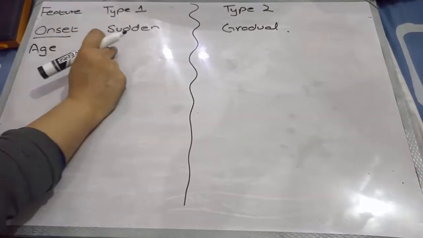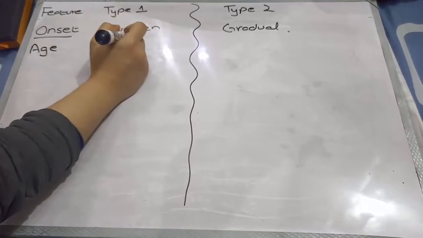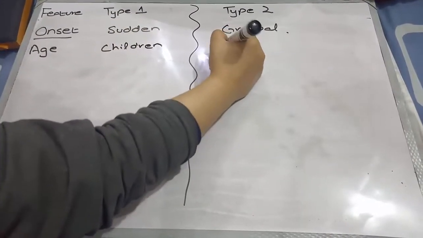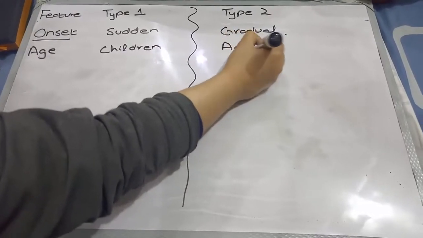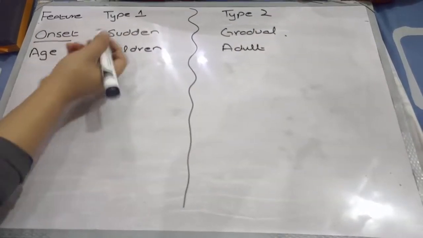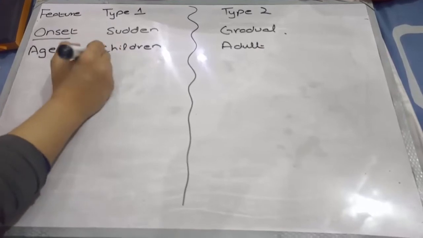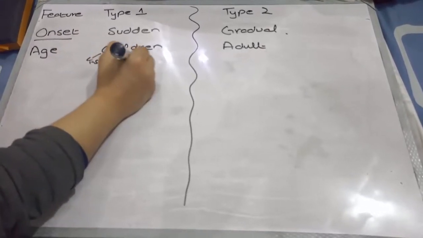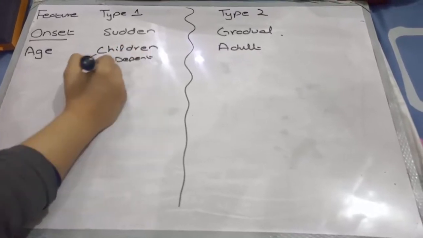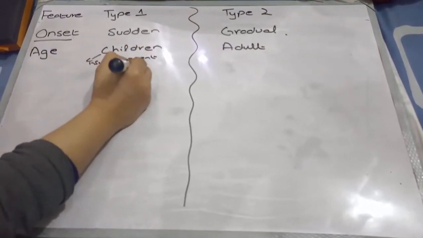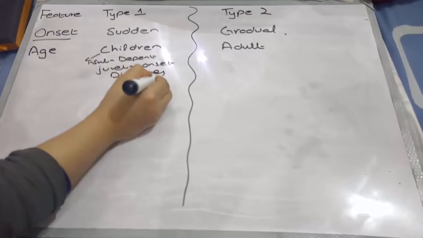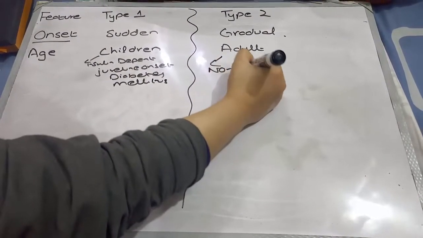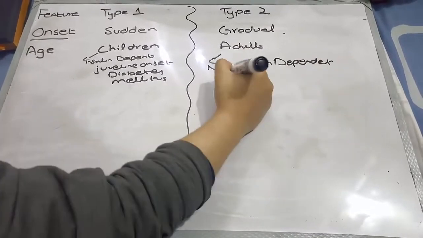Age. Type 1 diabetes is mostly seen in children, whereas type 2 diabetes is mostly seen in adults. Type 1 is also called insulin dependent, and juvenile onset diabetes mellitus. And type 2 is commonly called non-insulin dependent diabetes.